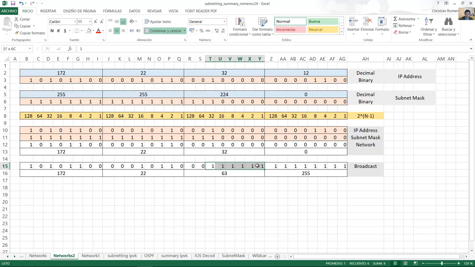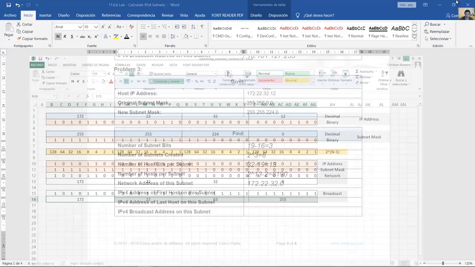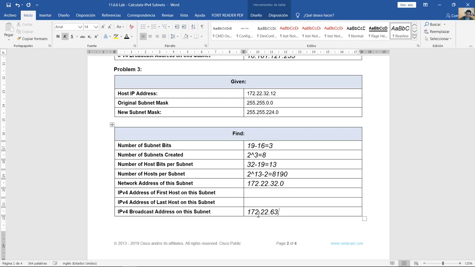172.22.63, 32 plus 16, 48 plus 8, 56 plus 4, 60 plus 2, 62 plus 1, 63. Remember, if this is 64, this is 63, and 255. 172.22.63.255. The first host is one next to the network, the last host one before the broadcast.